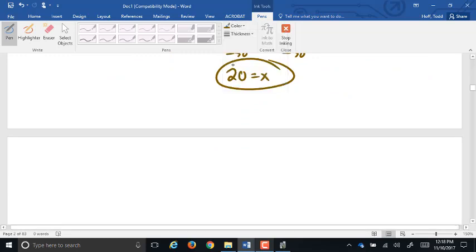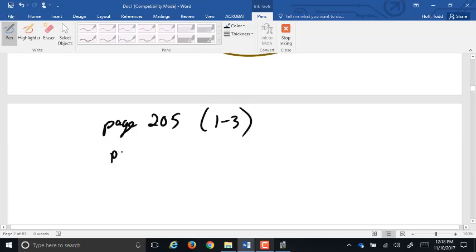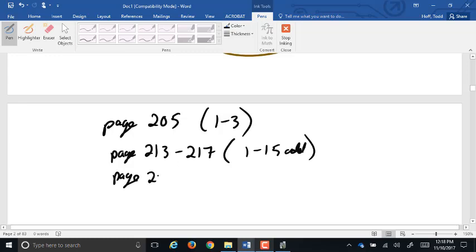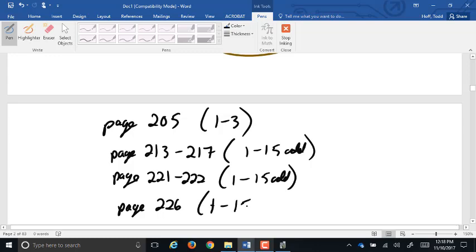Okay, some homework for you guys to work on in the next week. Page 205 is just looking at graphs and reading graphs. There's only 3 problems there, 1 through 3. Page 213 through 217 is also more reading graphs. You want to look at 1 through 15, the odds. Page 221 through 222, 1 through 15, the odds. They're making some graphs. And then page 226, 1 through 15, the odds, is looking at more on slope and y-intercept and stuff.